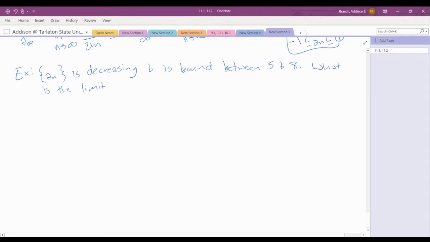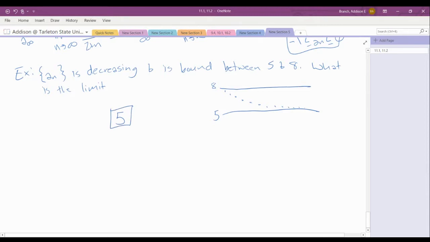All right, so if we think about this, we can say that we have two lines. This is 8, and this is 5. And we also know that our sequence is going to be decreasing, so we're going to show that we're decreasing from 8 to 5. But because we're bounded, we can't get any further below 5. So therefore, we can assume that it will be approaching 5. So we can state that our limit is 5.